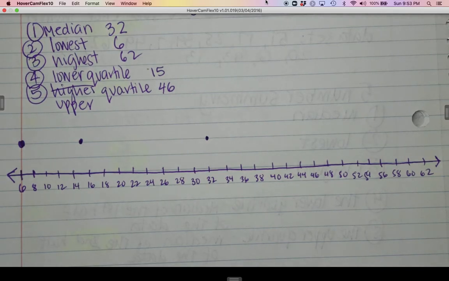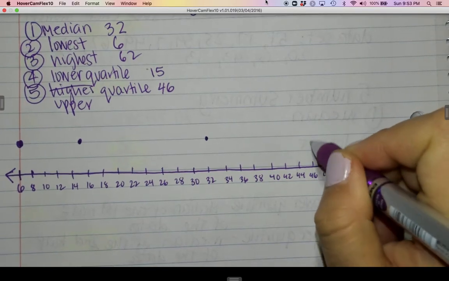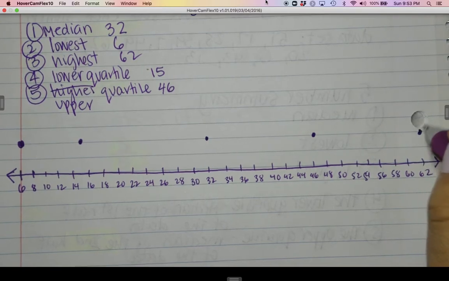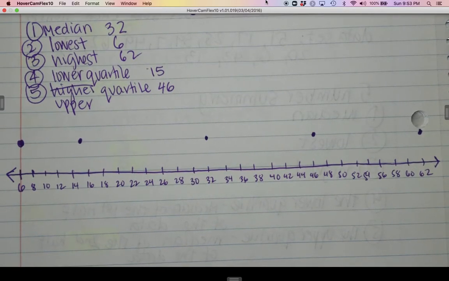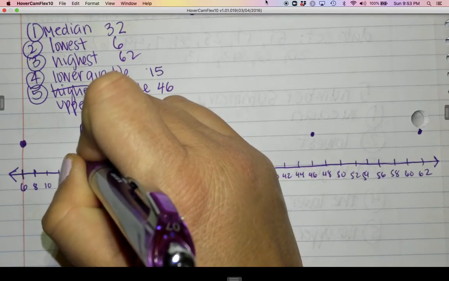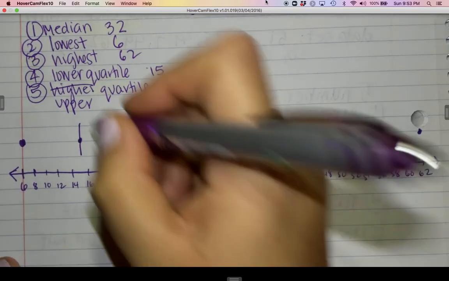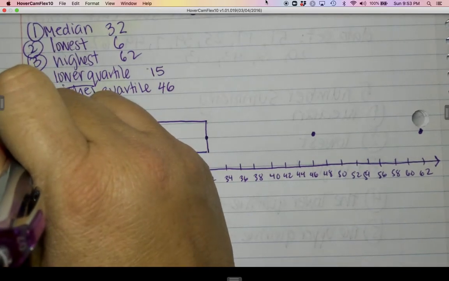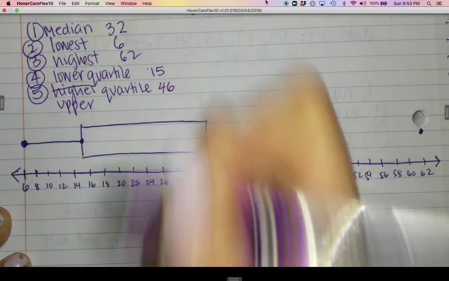And then the upper quartile, or higher quartile, is 46. And then the largest number is 62. Now that I have these dots, I'm going to create my box and whisker plot. And what that means is I'm going to start here with my lower quartile, and I'm going to make a box that goes all the way to my median. And I'm going to connect with a line my lowest to my lower quartile.